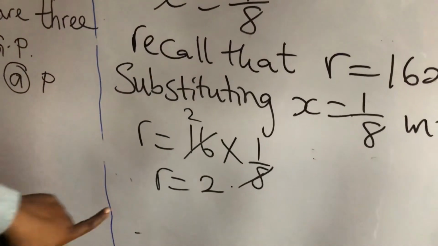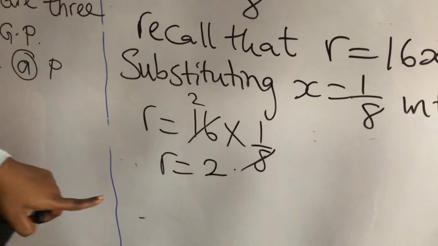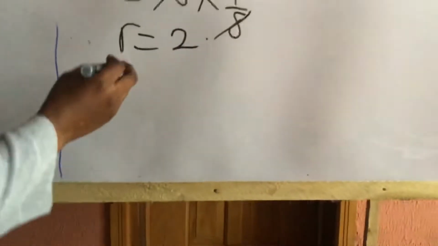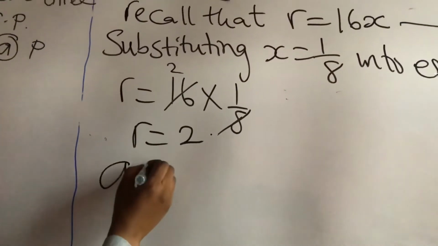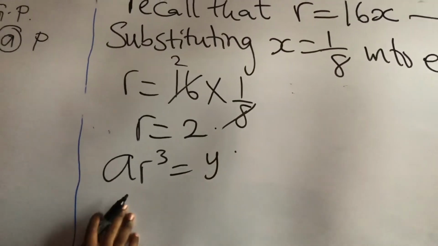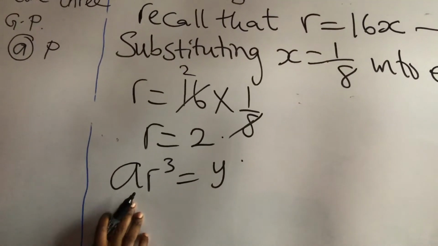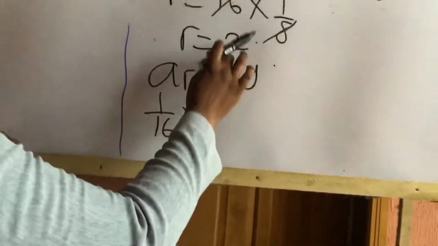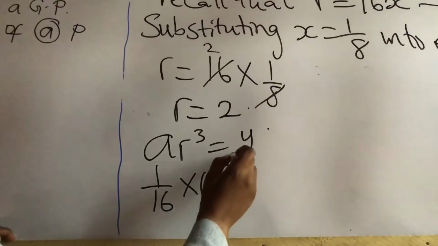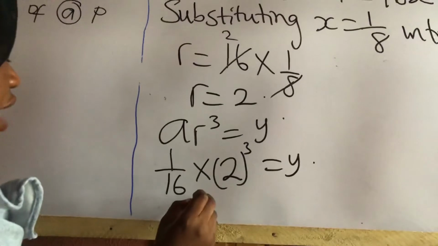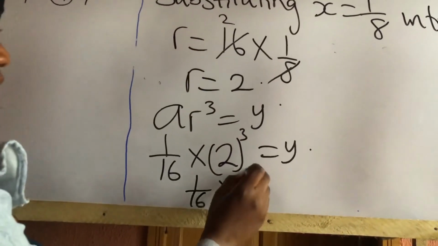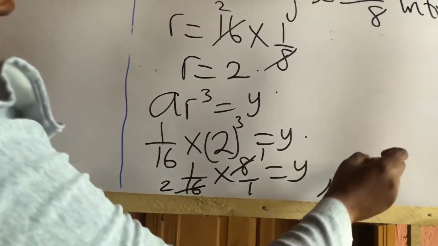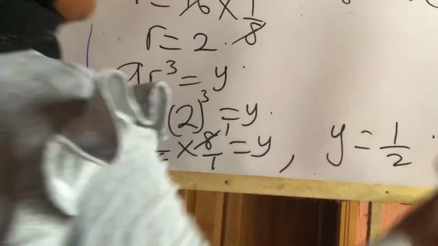Now, having known the value for the second common ratio, we can easily find the value of y. And this y is the fourth term. So the fourth term, ar cubed, is equal to y. We know the value of a. a is 1 over 16 multiplied by the value of r, which is 2. So 2 cubed, everything is equal to y. So we have 1 over 16 multiplied by 8 over 1 is equal to y. So 8 here 1, 8 here 2. So y is equal to 1 over 2.